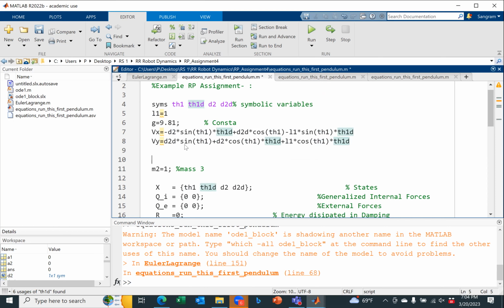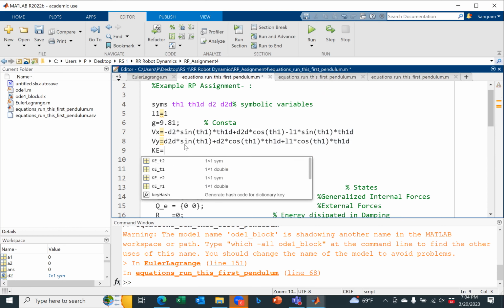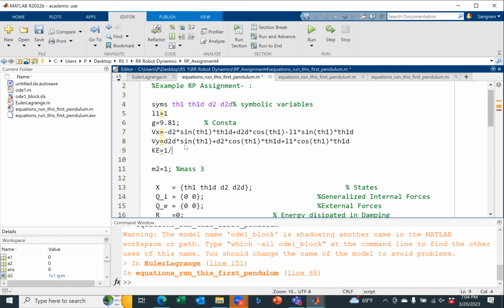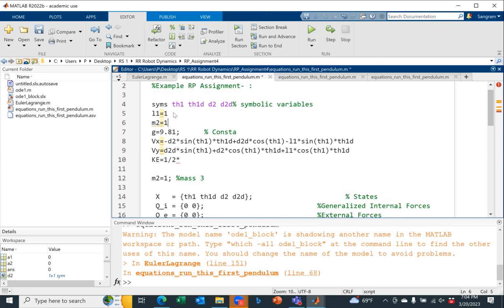So now I need to find out the kinetic energy. Kinetic energy is equal to 1/2 times, so I'm going to call this M2 here, M2 multiplied by Vx square plus Vy square. Are you with me so far?